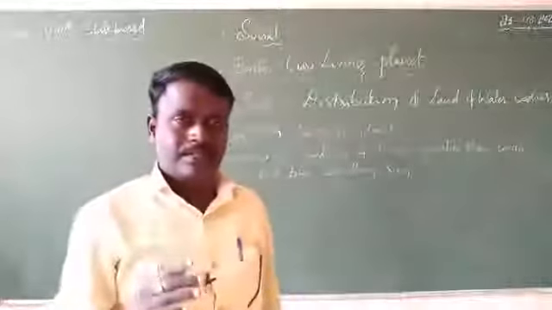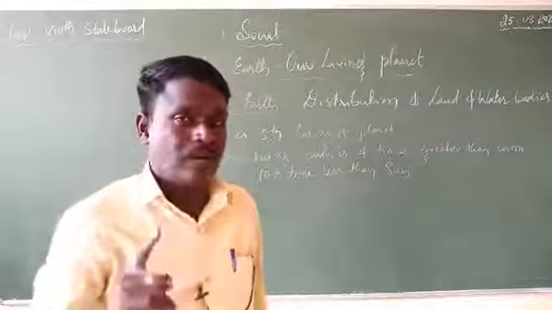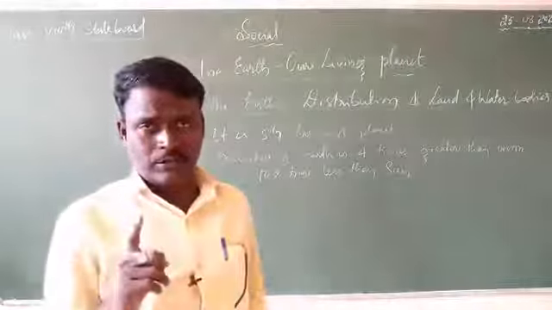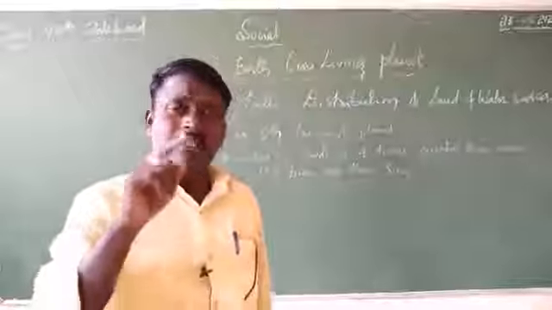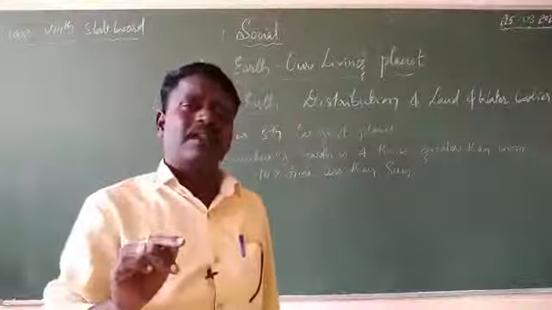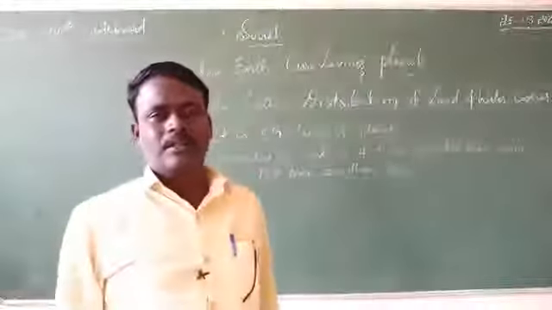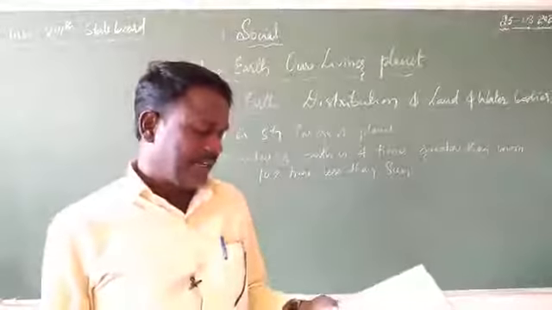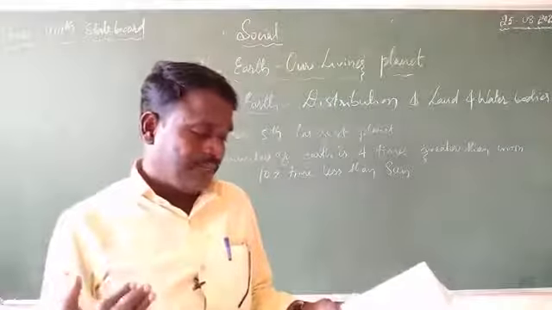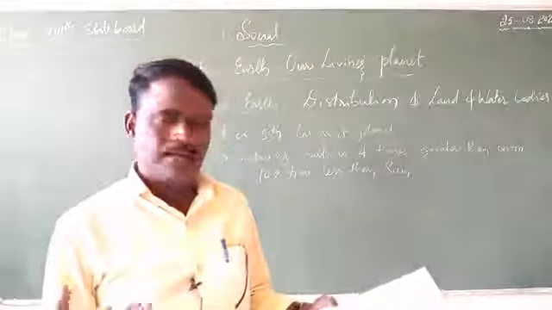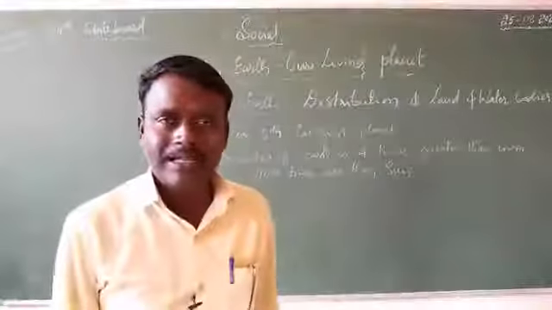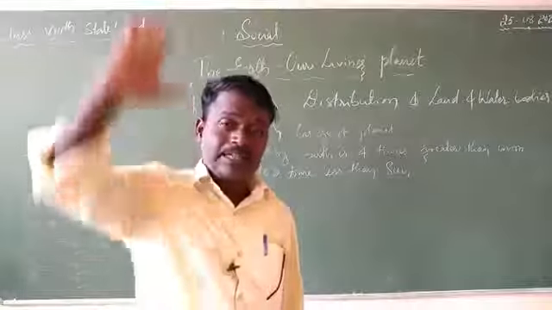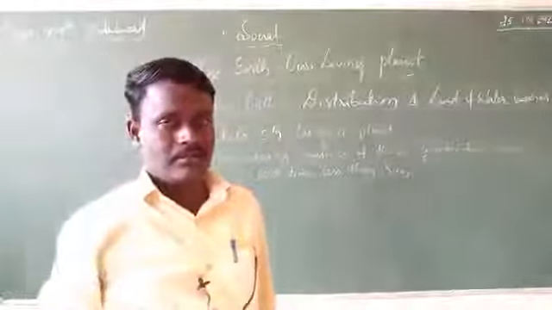So the total size of earth is 510 million square kilometers, out of which 361 million square kilometers, that is 70.78% of the earth, is covered with water. Automatically we can say the percentage of water is high. And 149 million square kilometers, that is just 29.22%, is covered by land. So 29% is land and 70% is water bodies.